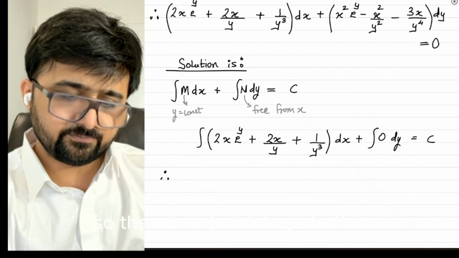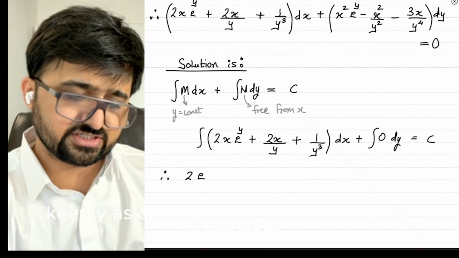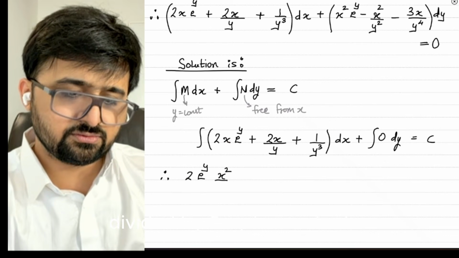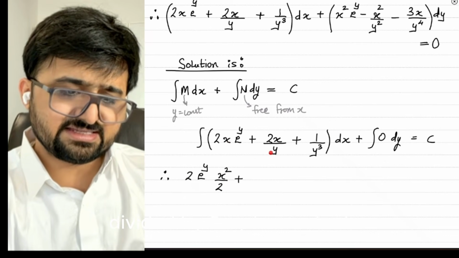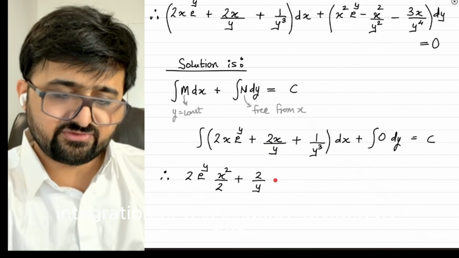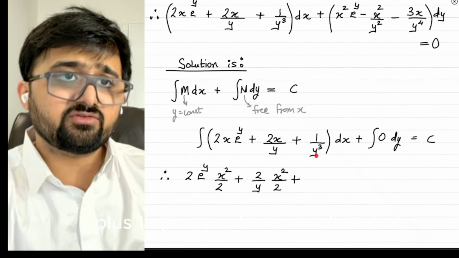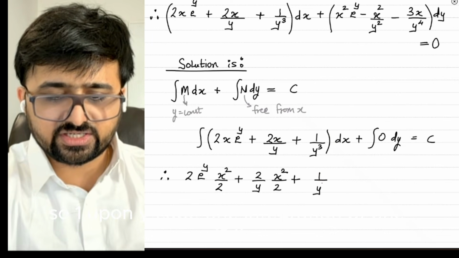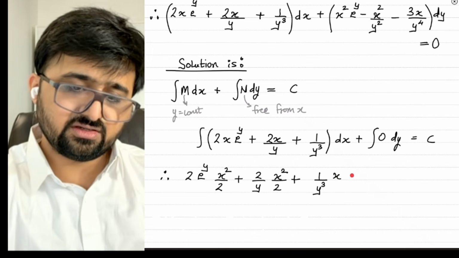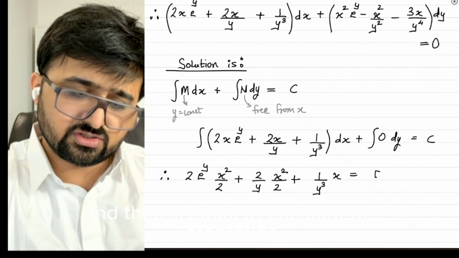So therefore, just integrate this, keep y as constant. So 2e to the power y is constant. Integration of x is x square divided by 2, plus y is constant, so 2 upon y is constant. Again, integration of x is x square divided by 2, plus 1 upon y cube is constant, so 1 upon y cube, integration of 1 is x. Plus 0 is just 0, and then is equal to constant of integration c.